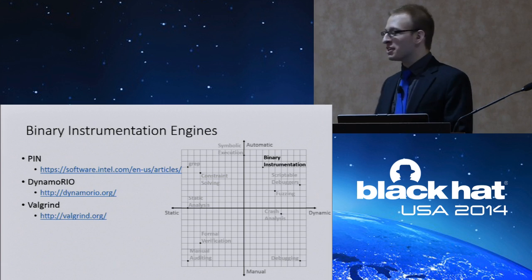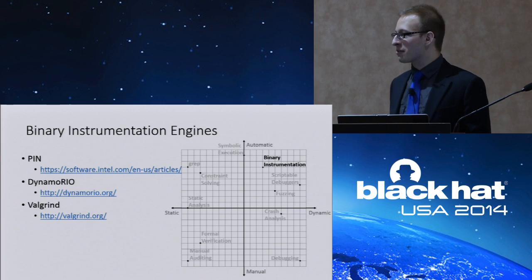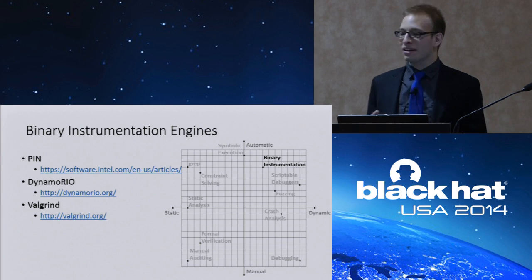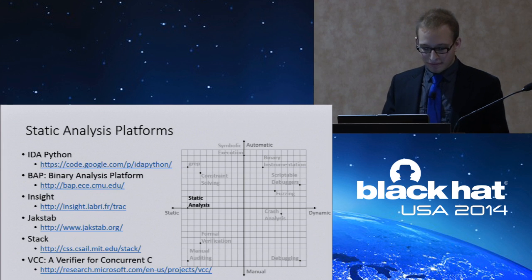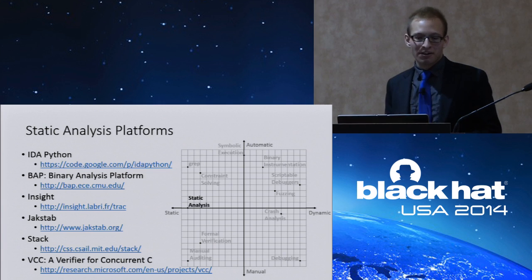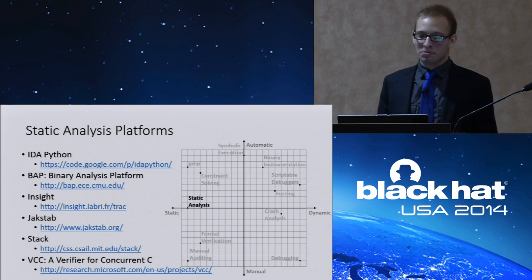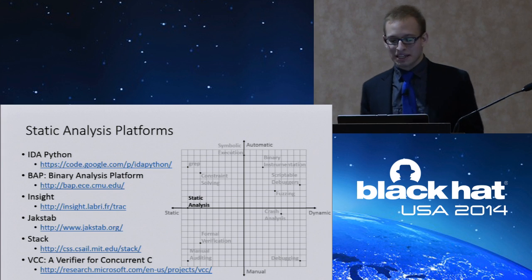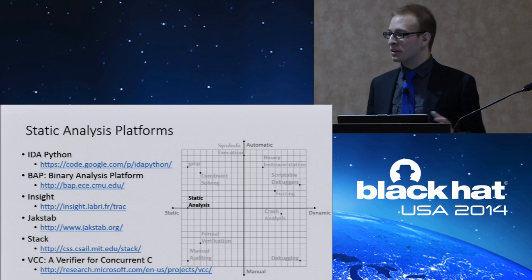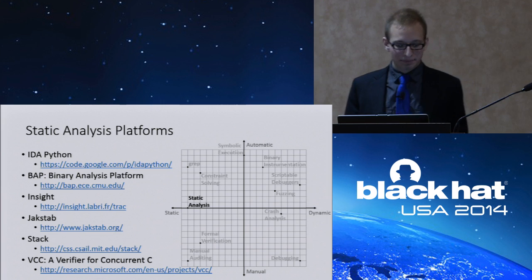The next thing, binary instrumentation engines. We talked about Valgrind. There's also Pin and DynamoRIO, which allow for very powerful dynamic binary instrumentation, the programmatic changing of native code during runtime. Static analysis platforms, we talked about IDA Python, but there's also a lot of other powerful static analysis platforms. Something that's gaining a lot of popularity is a platform called BAP, or Binary Analysis Platform, written by the team at Carnegie Mellon. It has its own intermediate representation, has a lot of tools to allow you to change code and analyze it in different ways.